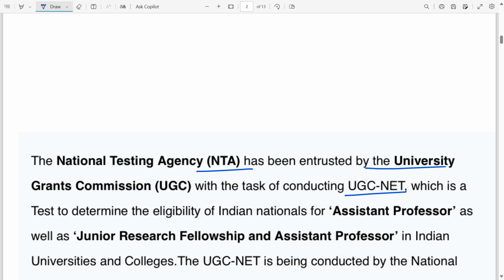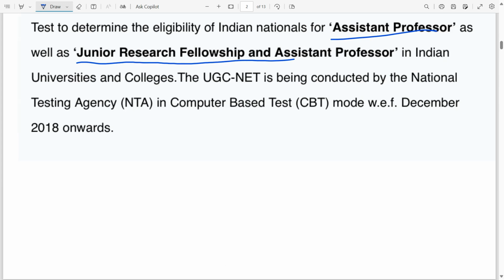First of all, if you see the UGC-Net syllabus, the National Testing Agency, NTA, is the body conducting this UGC-Net exam, on behalf of the University Grants Commission, UGC. For what purpose are you giving the exam? For becoming either an assistant professor or doing a junior research fellowship. So for two things you can give this exam: either for becoming an assistant professor, or for your research program, that is for doing a PhD program. It is being conducted by the NTA after 2018 onwards. In which mode?